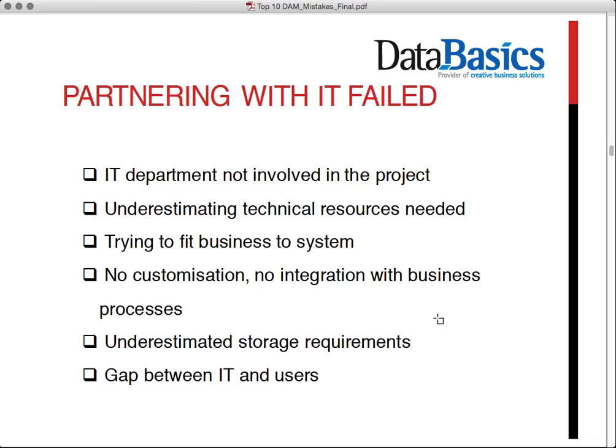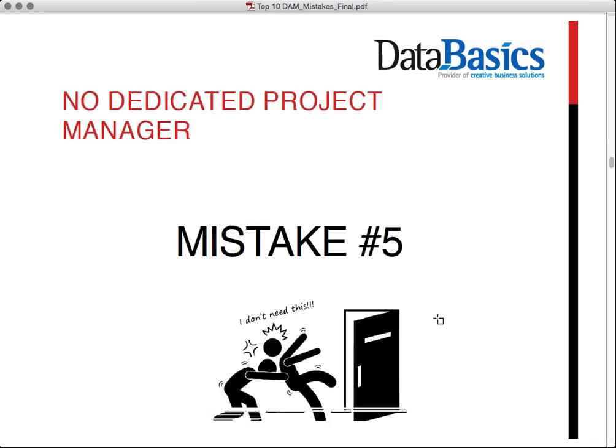Underestimating technical resources and other aspects related to IT support, same again. Didn't do correct backup of both catalogues and assets, which is a bit disastrous. And generally a gap between IT and the business users. That's something you see in many types of organisations. So mistake number 4, partnering with IT failed, is definitely a general project type of failure.